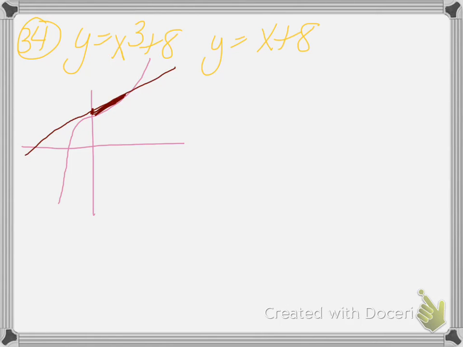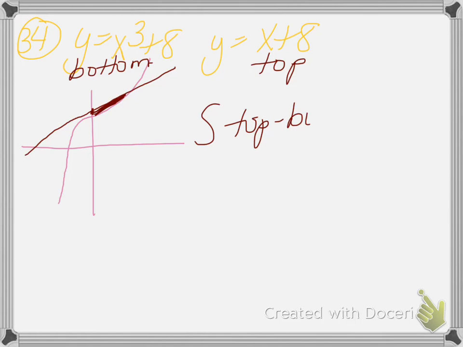So by looking at this, you can see that the top one is x plus 8. So I'm just going to label that's the top, and then this one must be the bottom. So remember, the formula for the area is just going to be the top minus the bottom. This is a really ugly color. I have to change this. I just can't work with that. Okay, so it's just going to be the integral of the top, which is x plus 8, minus the bottom.